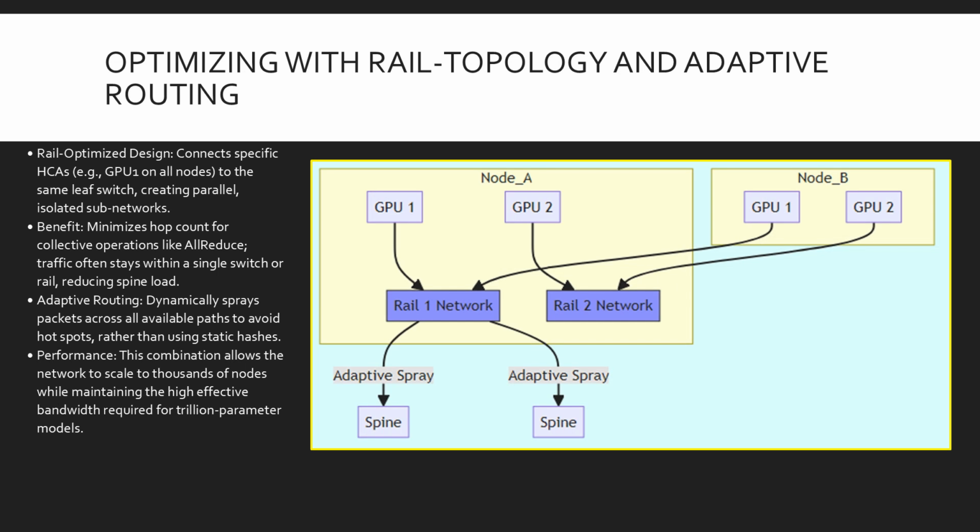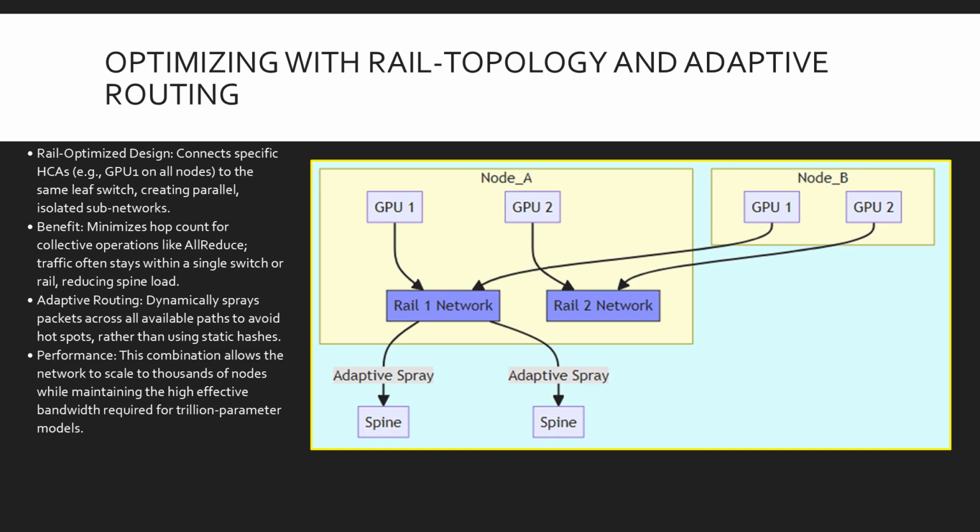To solve the scale performance equation, we use rail-optimized topologies. Instead of one giant mesh, we build parallel networks. All GPU 1s connect to rail 1, GPU 2s to rail 2, and so on. This keeps heavy synchronization traffic local to a specific rail, often reducing the number of hops data must travel. We combine this with adaptive routing. Unlike static routing, which can jam one link while others are empty, adaptive routing dynamically sprays packets across all available paths. This creates a balanced, high-bandwidth fabric that scales linearly, supporting the massive data movement needed for trillion-parameter model training.